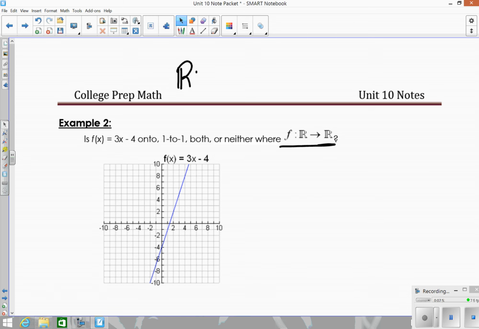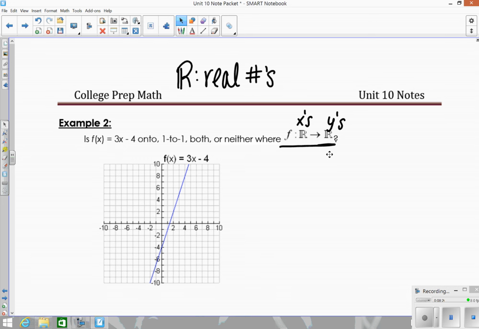So this symbol, whenever you see this, means the real numbers. So basically any number you can think of other than imaginary numbers. So what this is saying is this function f is defined on the real numbers to the real numbers. So the inputs are all of the real numbers, and the outputs are all of the real numbers. So the x values can be any real number, and the y values can be any real number.